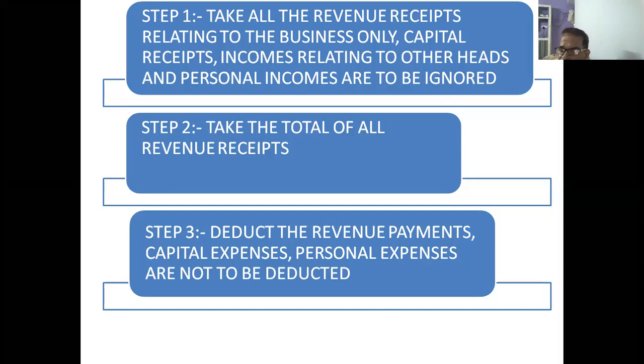This is step 1. Step 2. Take the total of all the revenue receipts. Step 3. Deduct the revenue payments. You know what are revenue payments: recurring expenditure, which you have to pay every time. Capital expenses and personal expenses are not to be deducted. You should ignore them. Only take the revenue expenses.